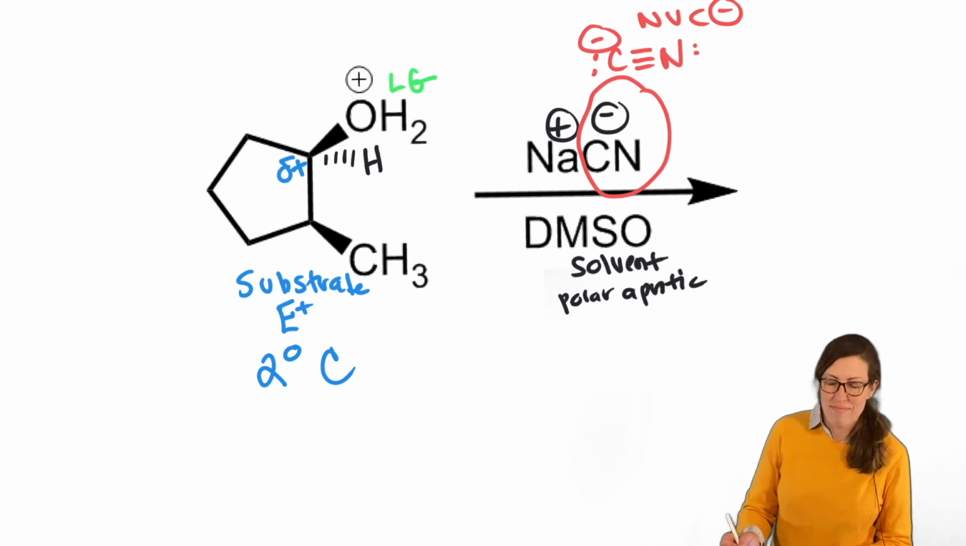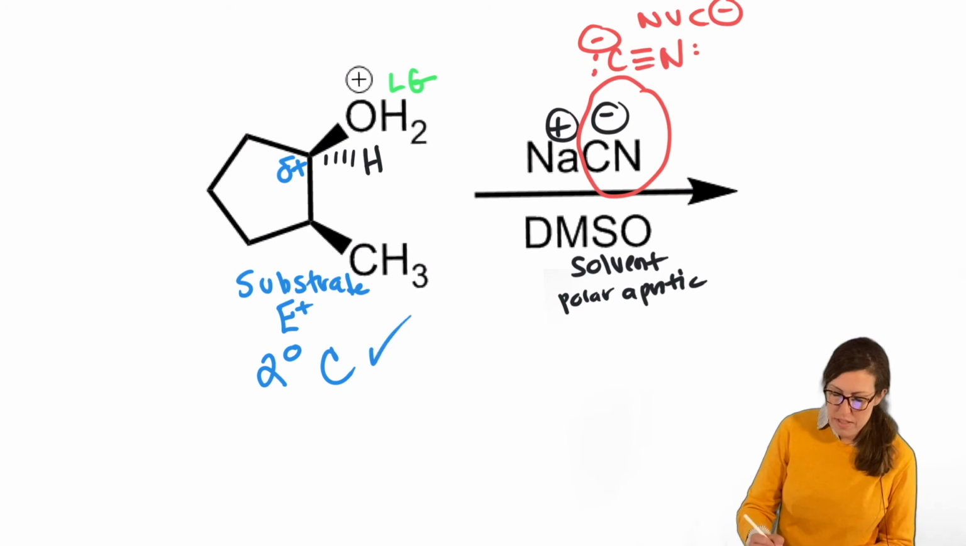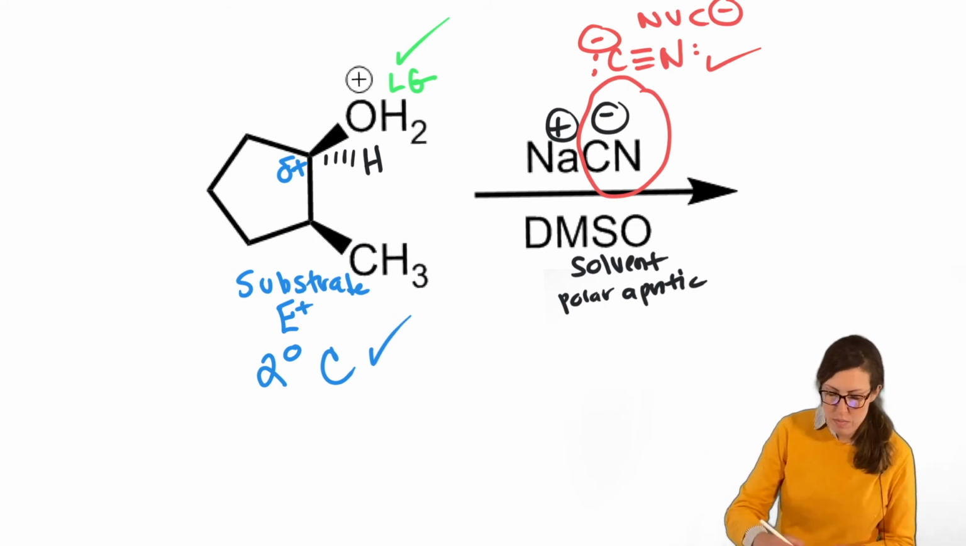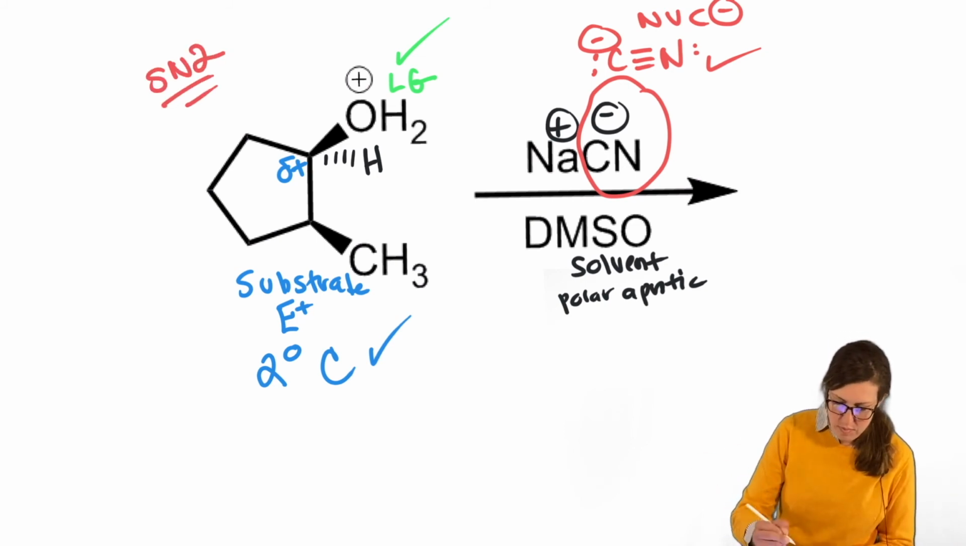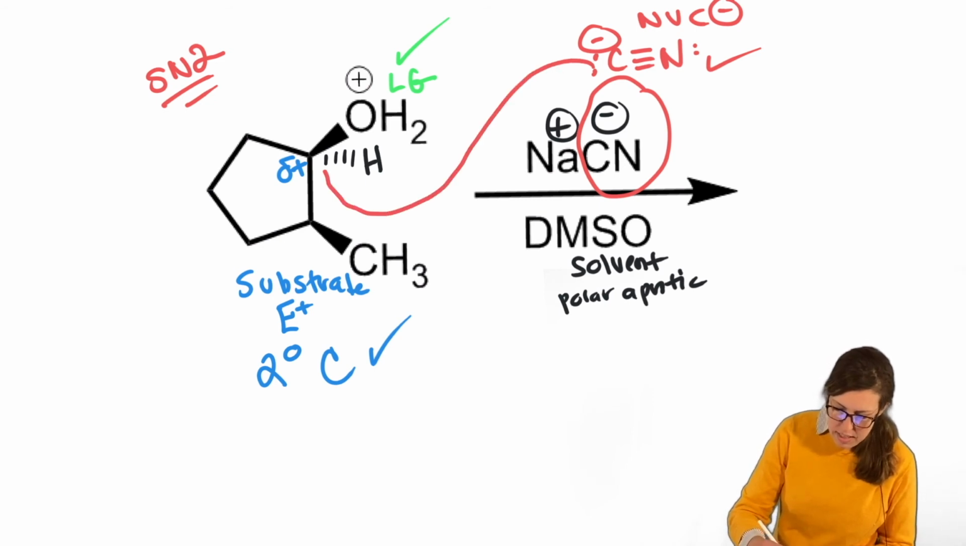Okay. Secondary is good to go for SN2. Water, we know, is a decent leaving group. Cyanide is a good nucleophile. We're set up, this is going to do an SN2. So let's do it. Attack, kick.